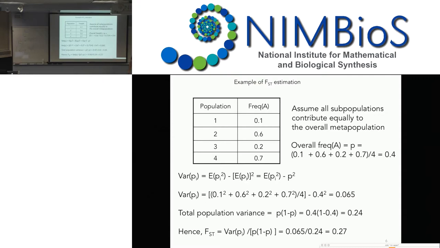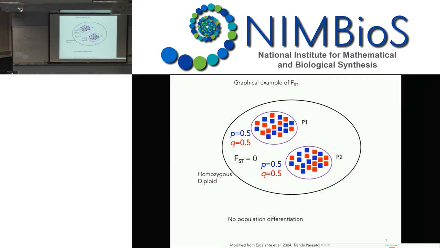Here's a couple of cartoons. So basically, the big circle is treating the entire thing as one continuous population. Here are the two subpopulations. Basically, population structure says, do I have to treat this as a set of nested populations or one big population? Here, FST is zero because there's no between population differences in the two populations.